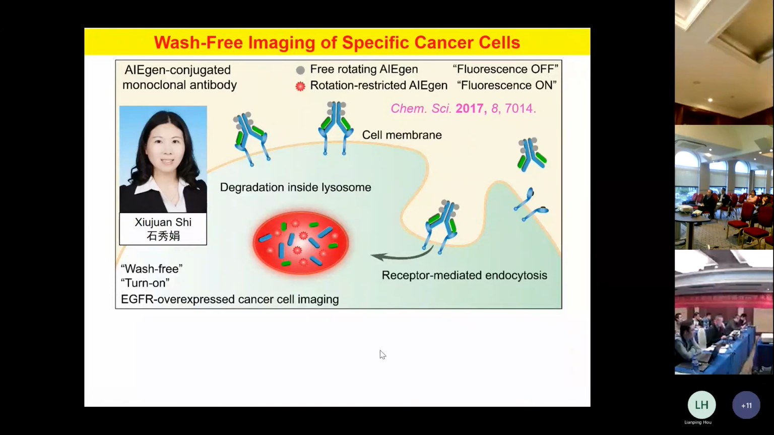Tang, I just want to see one specific kind of cancer cell. I don't want to see all the cancer cells. Yes, we can do that. Okay, so we can do the bioconjugation with a specific antibody.